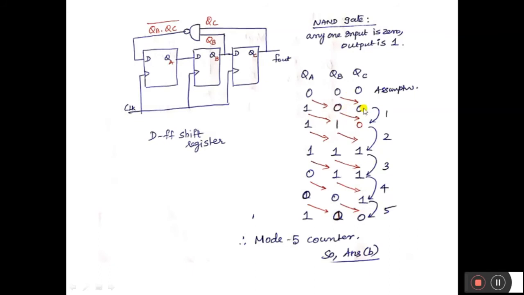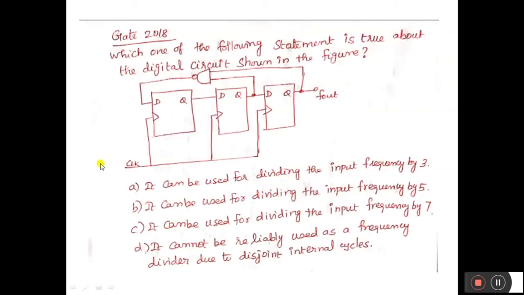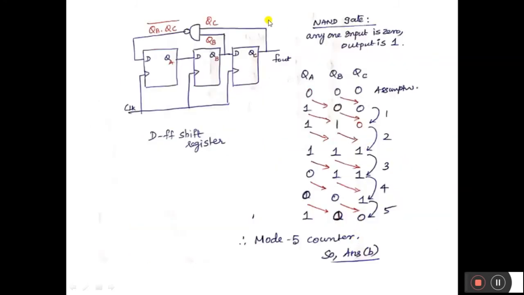So it happens after 5 cycles. So 1, 2, 3, 4, 5. So I can decide this is a mod 5 counter. This is given in option B: it can be used for dividing the input frequency by 5. Okay, remember, for the NAND gate, if any one input is 0, the output is 1. The D flip-flops act as a shift register. So this 1, 0, 0 appears again. So totally 5 cycles are required. So this is a mod 5 counter.